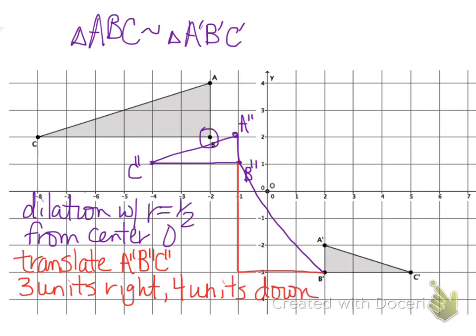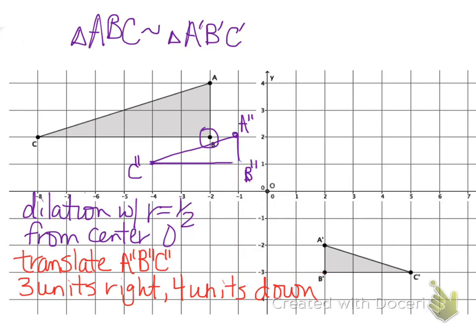Or I could say 4 units down, 3 units right. It doesn't matter what order I do them in. It's going to get me to the same place. And notice every point we move, it doesn't matter which one we pick, they'll all follow that rule.